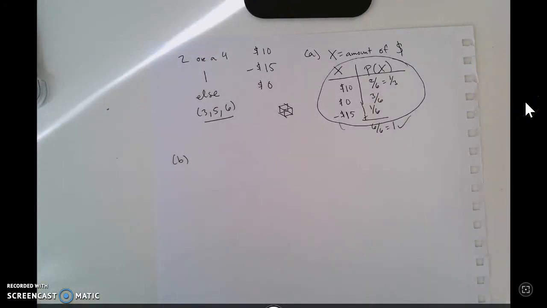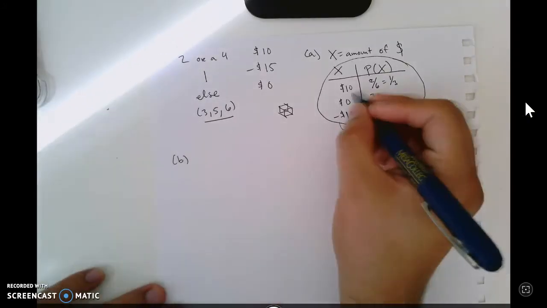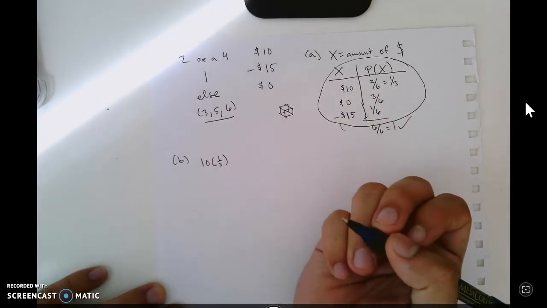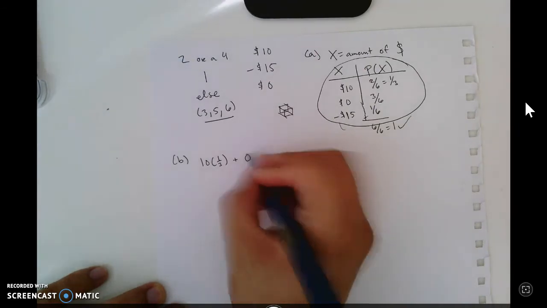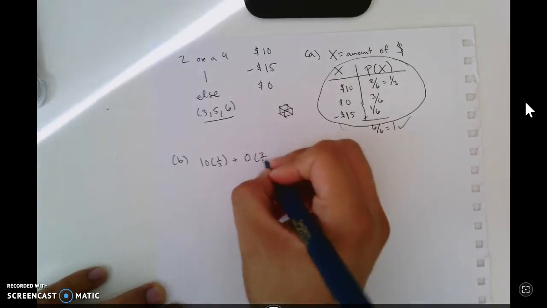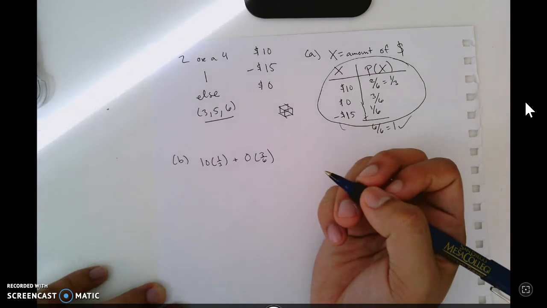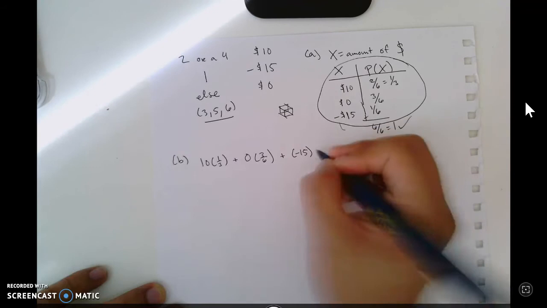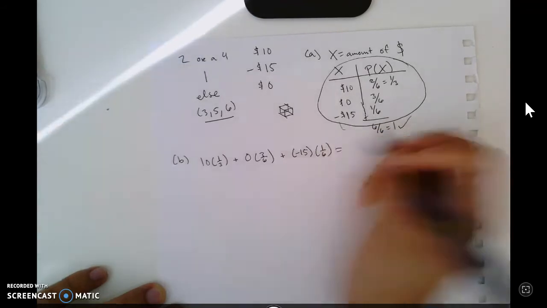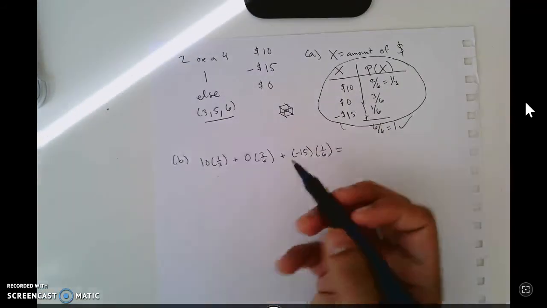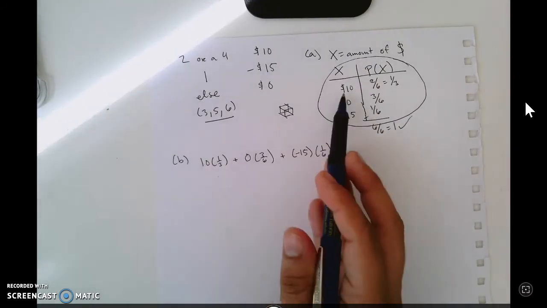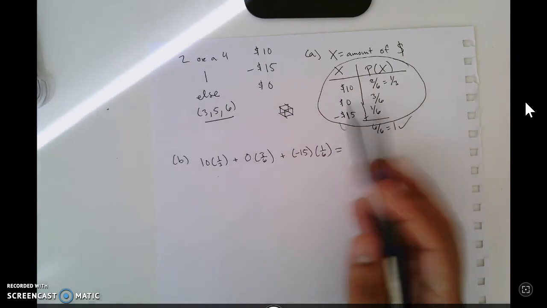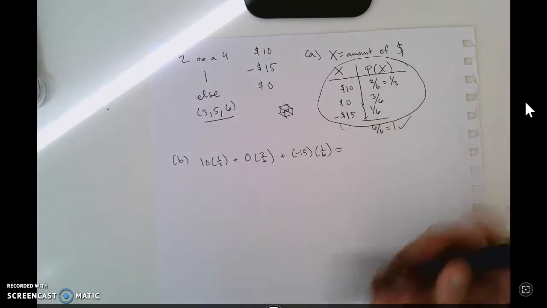I can win $10 with a 1/3 chance, or I can win $0 with 3 over 6, or I can win negative $15 with 1 out of 6. What I'm doing is multiplying the amount of money that I get times the probability. This gives me how much I'm expected to win in the long term.